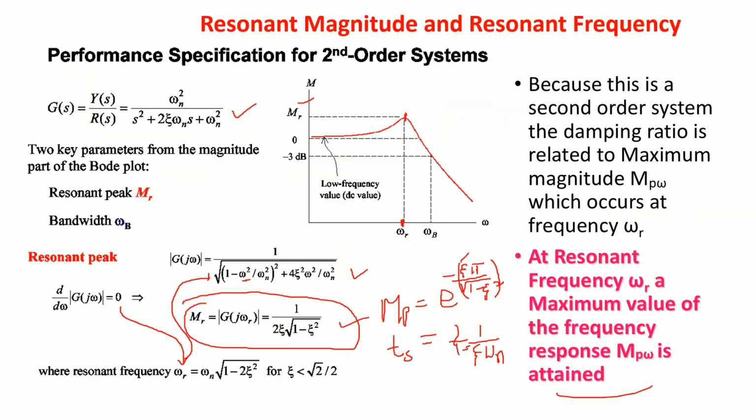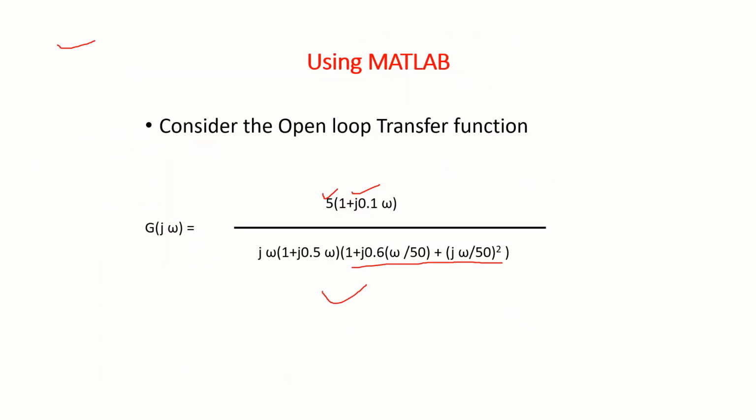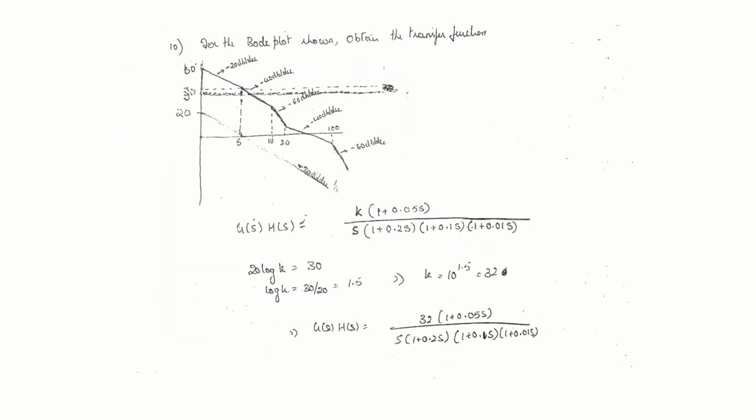Okay, now let me tell you one more thing. I was talking about the type number. Suppose you have a Bode plot. Let us say the magnitude given is minus 20 dB. There is a break frequency, then it is minus 40 dB. There is a break frequency, minus 60 dB. Again minus 20 dB. What is the transfer function of this?